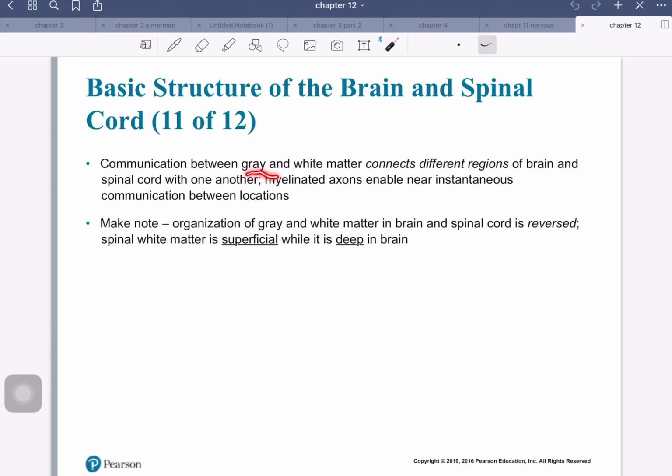Communication between gray and white matter connects different regions of the brain and spinal cord to one another, through myelinated axons, and allows very quick communication.